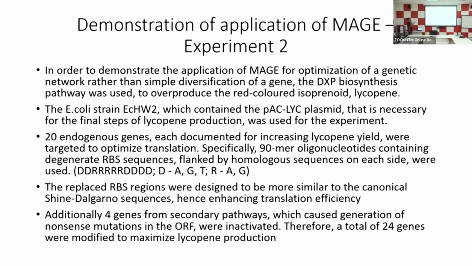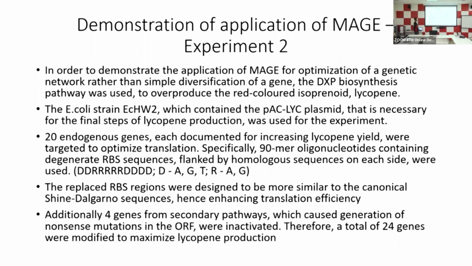They use the DXP biosynthesis pathway to overcome the selective isoprenoid limitations. They use a strain ECHW2. It basically contains a plasmid that is necessary for the final steps of lycopene production. There are 20 endogenous genes, each documented for increasing lycopene yield, which were targeted to optimize translation. Again, specifically 91 oligonucleotides containing degenerate RBS sequences.